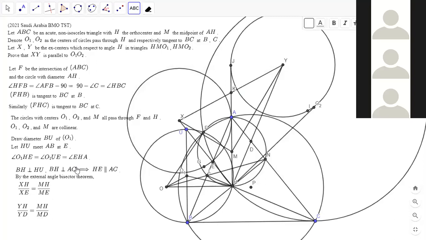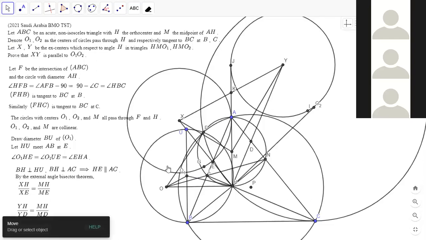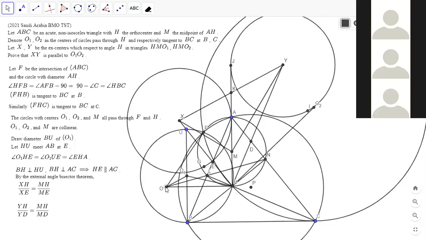So how do we show that O1, E and O2 are collinear? I'm going to delete O for now. That is just a property of the trapezoid UBHA, since O1 is the midpoint of BU and M is the midpoint of AH. I like it, very nice.